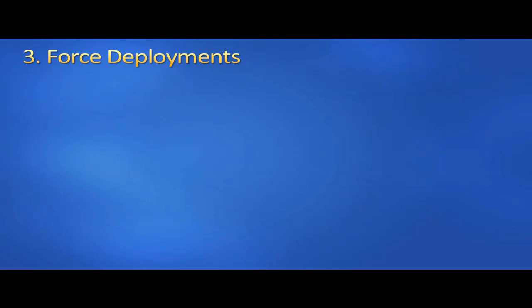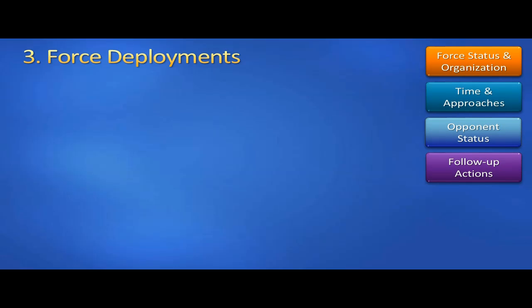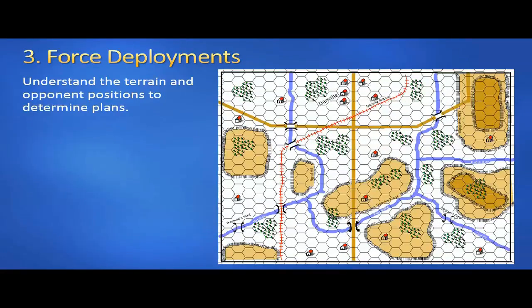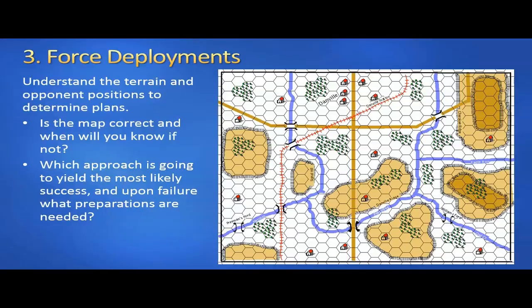Force deployments is the next thing we'll talk about. This regards your force status and organization, time and approaches, the opponent status, and any follow-up actions. We need to understand the terrain and opponent positions to determine the plans. Is the map correct? And when will you know if it's not correct? Which approach is going to yield the most likely success, and upon failure, what preparations are needed?